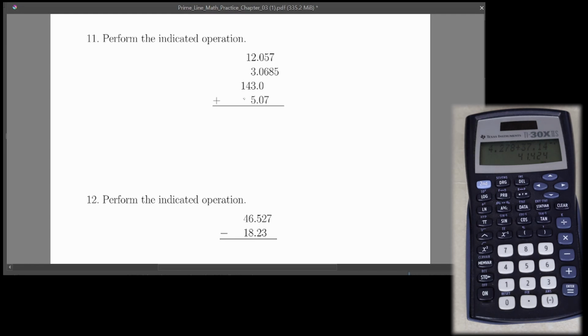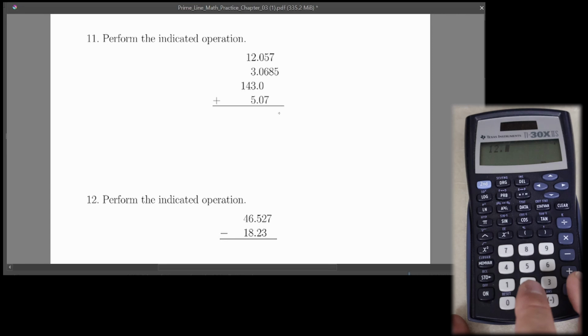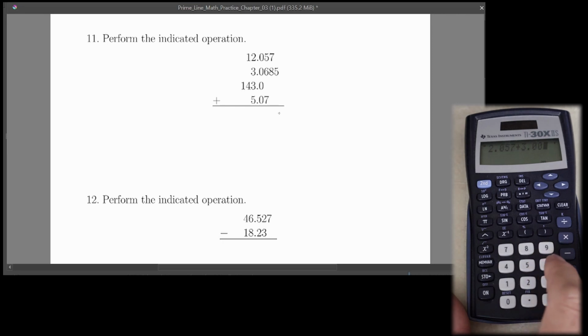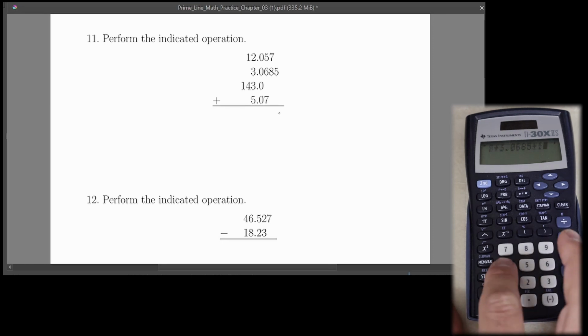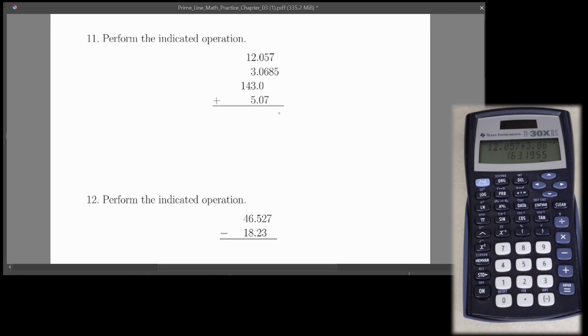When we're adding these, notice that our values line up here with the decimal points. So notice that they line up with the decimal places on here. As we plug our numbers in, 12.057 plus 3.0, oops, added an extra 0.0685 plus 143.0 plus 5.07, and we get our grand total of 163.1955.